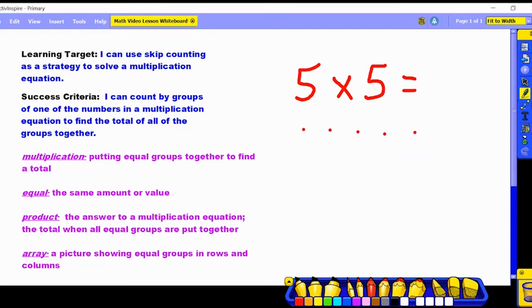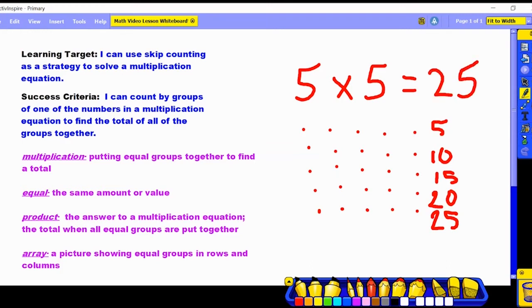So there's a row of 5. You could draw an array while you're skip counting, or you could use your fingers. Okay, go ahead and try skip counting by fives 5 times to find the total. All right, are you ready to see if you did it? 5, 10, 15, 20, and 5 rows of 5 would be 25 altogether. So there's our answer. How did you do?